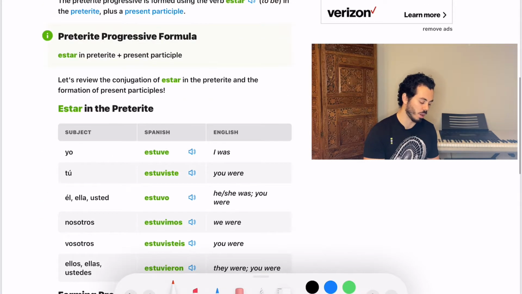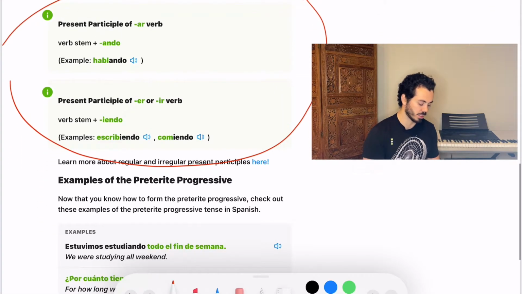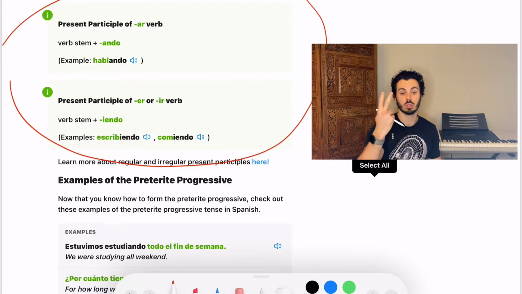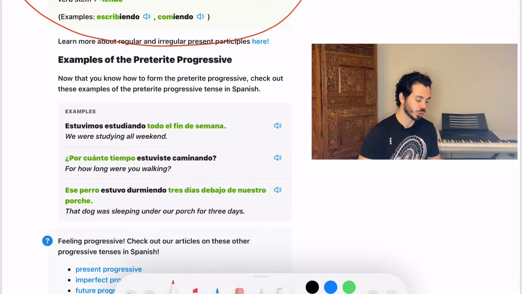So here we have all the rules, right? Awesome rules, we like it. Nice rules. They add a lot. Escribiendo, comiendo, but this is a two-parter. Like you need the estar and then you need the verb. So let's see it in a sentence. Estuve estudiando todo el fin de semana. We were studying all weekend.